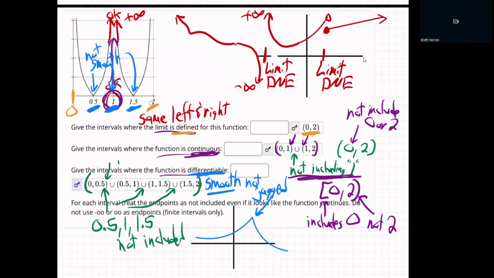Because see, they put parentheses on the 0.5, parentheses on the 1. So 0.5 and 1 and 1.5 are actually not included. It goes everywhere from 0 to 2, but not including 0.5, 1, and 1.5. Everything else is in, because it's not smooth at those points. It's jagged or not even connected at those points. Everywhere else, it's smooth. It's differentiable is the word we use. And so there we go.